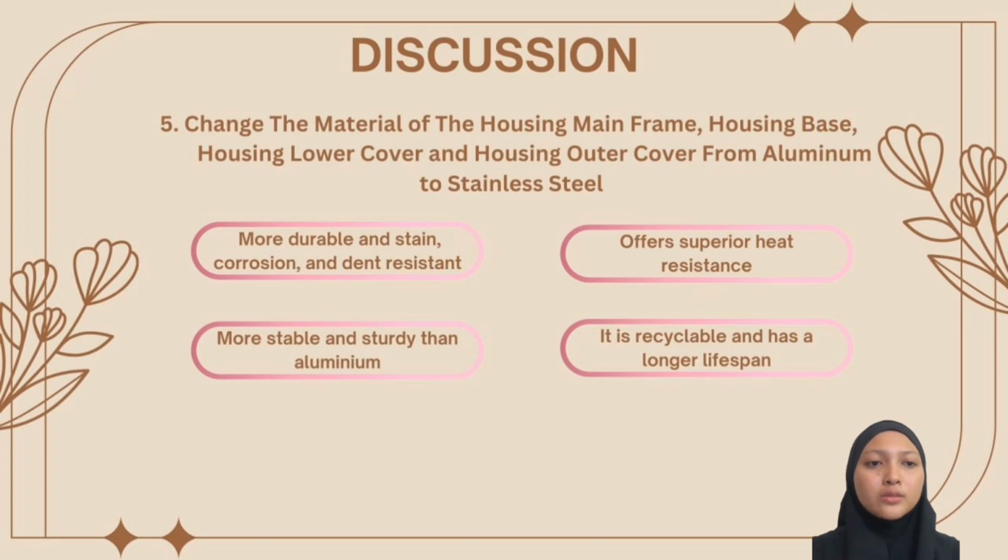Third, it offers superior heat resistance compared to aluminium. It is suitable for blending hot ingredients without the risk of warping or deformation. And lastly, stainless steel is recyclable and has a longer lifespan. It can reduce the environmental impact associated with the production and disposal of blender components.